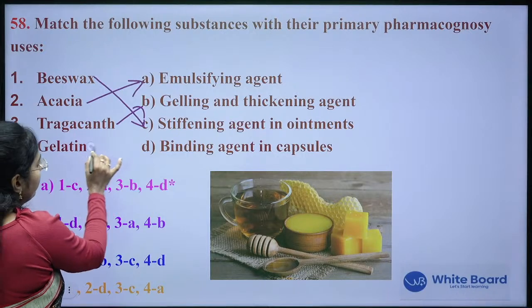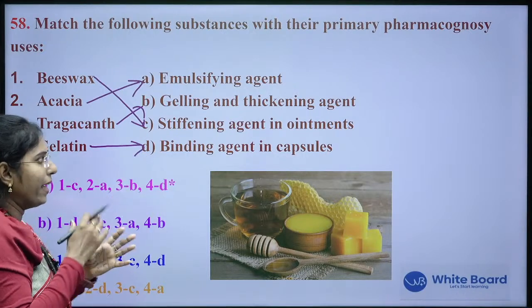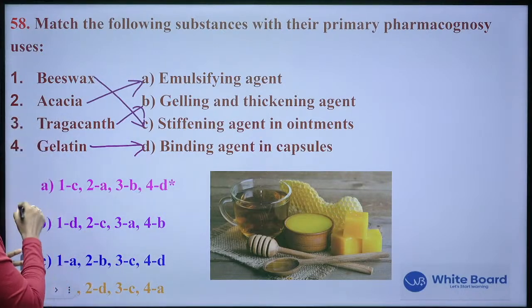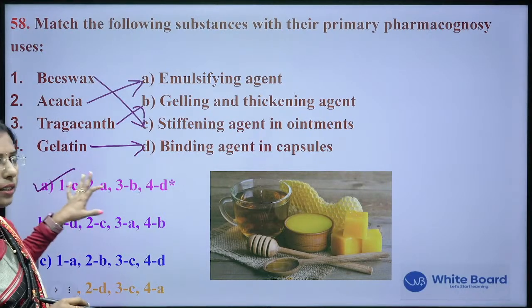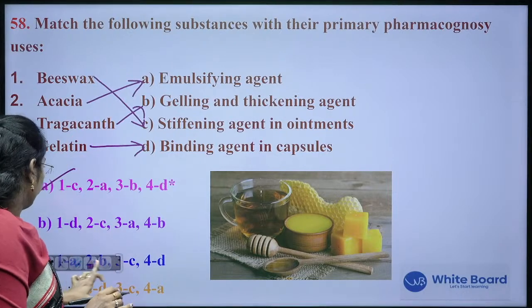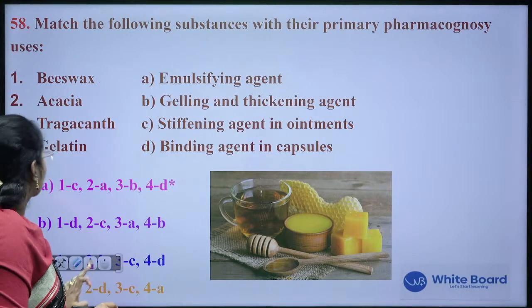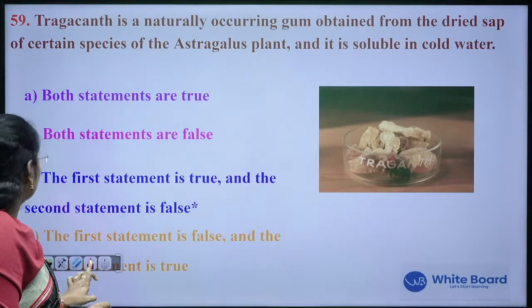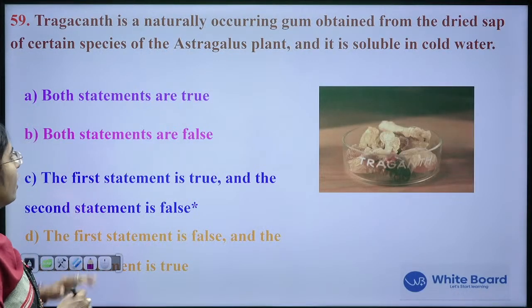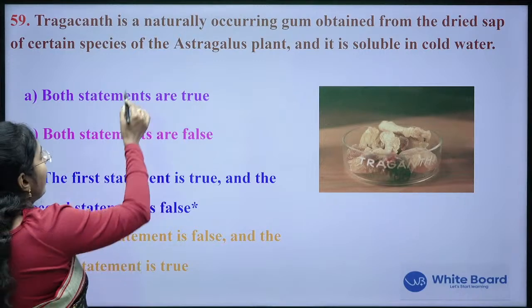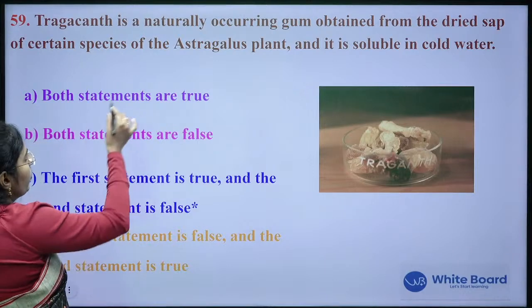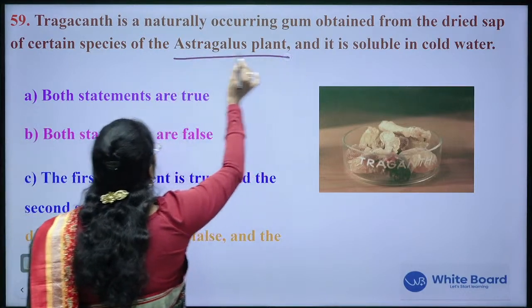And gelatin is generally used as a binding agent in capsules. So option A is the correct answer for this one. Right, coming to the next question. Tragacanth is a naturally occurring gum obtained from the dried sap of certain species of astragalus plant. Yes, that is true.